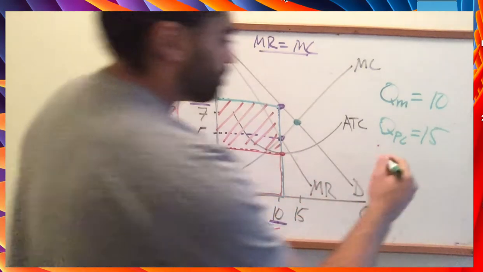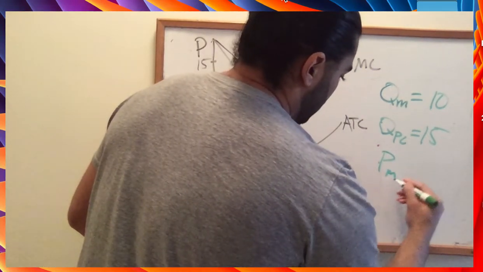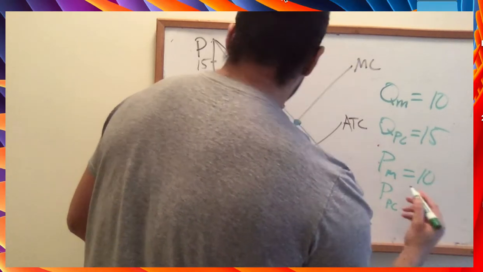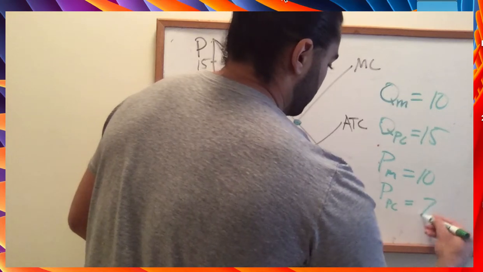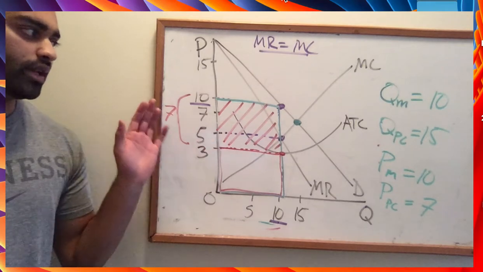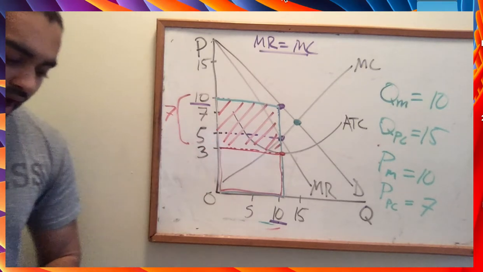Now, if we compare prices, the price of a monopoly and the price of a perfectly competitive firm: the price of a monopoly is 10, and the price of a perfectly competitive firm is 7. So again, these are just things that you can dictate from this graph.